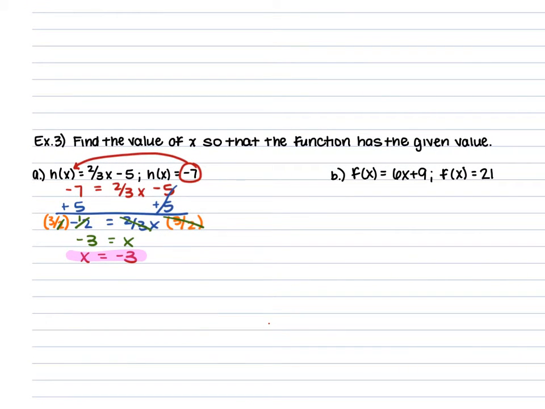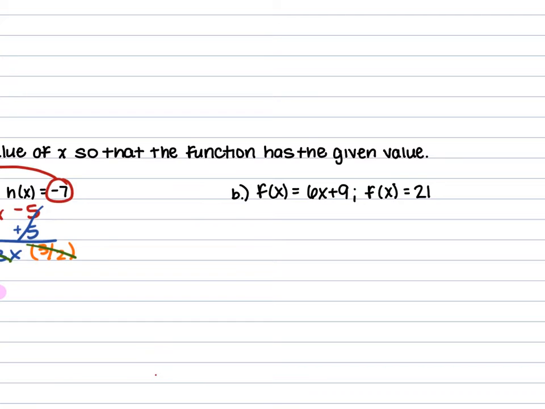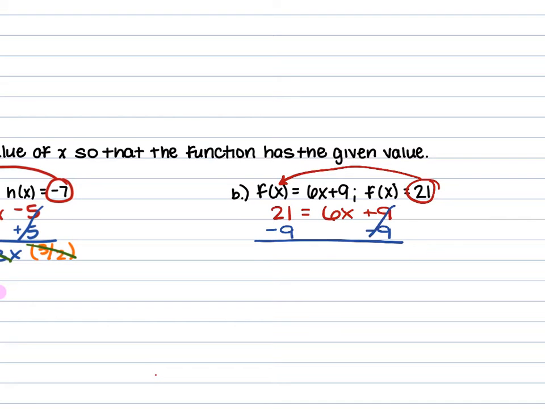For B, we're given f of x is equal to 6x plus 9 when f of x is equal to 21. So we're going to take that 21, we're just going to plug it in for f of x to give ourselves 21 is equal to 6x plus 9. I'm going to move that 9 over by subtracting it from each side. So 21 minus 9 gives me 12 is equal to 6x. We divide each side by the 6, and x is equal to 2.